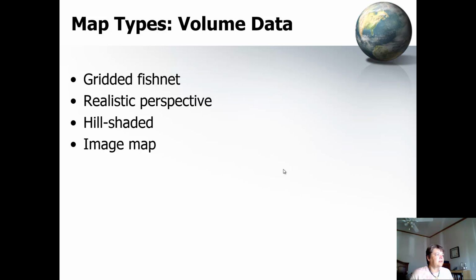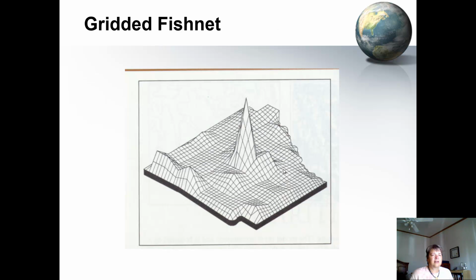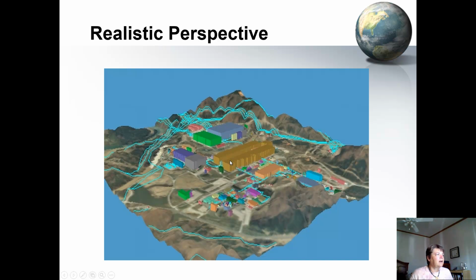So we can also show volume on these different types of maps. We don't usually use this gridded fishnet anymore. We've got a lot more sophisticated ways of showing, and this is a population map of Arkansas in 3D using this fishnet. Look, we don't usually have to do that anymore. We can show it in a more realistic fashion or a different fashion. We don't always have to have the fishnet, but it's still in use.